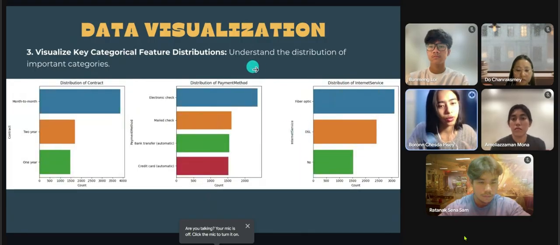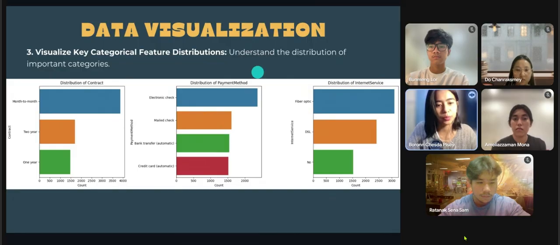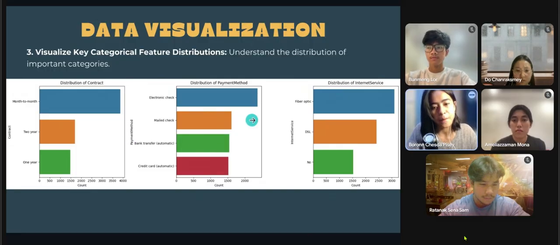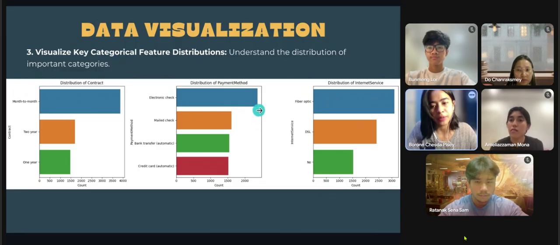Next is to visualize the key categorical feature distributions. The contract distribution shows that most customers are on month-to-month plans, which may indicate higher churn potential compared to longer term contracts. In the payment method chart, electronic check is the most commonly used method. For internet service, fiber optic is among the most popular options, followed by DSL, with a smaller portion of customers not subscribing to internet service at all.